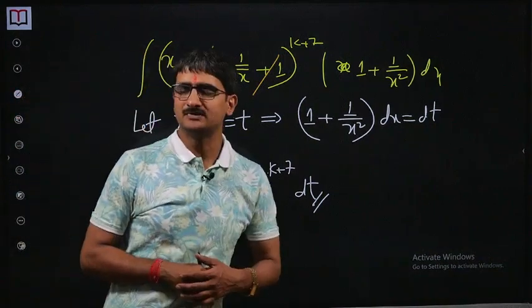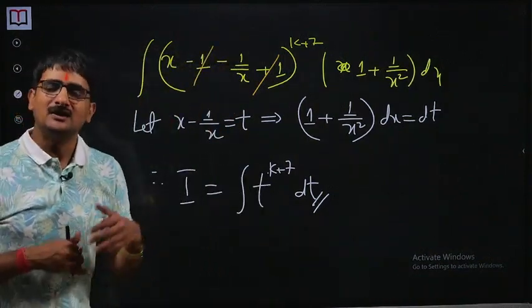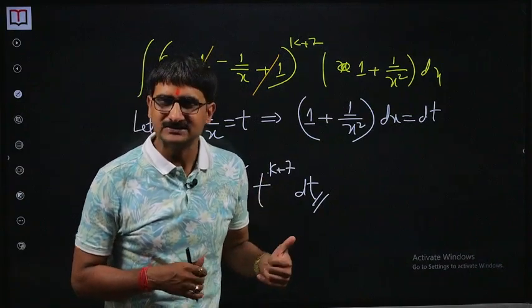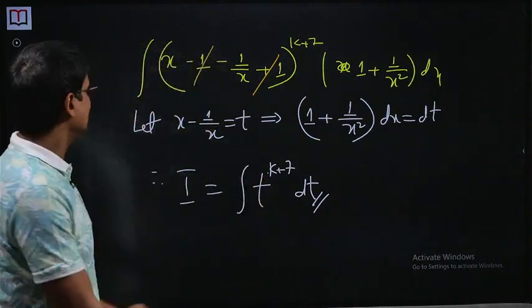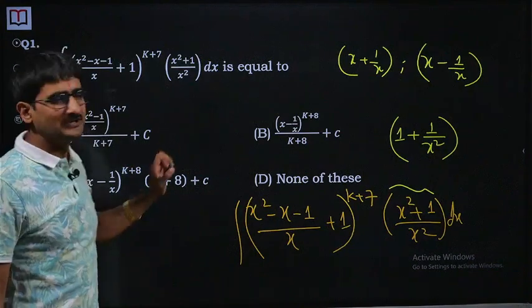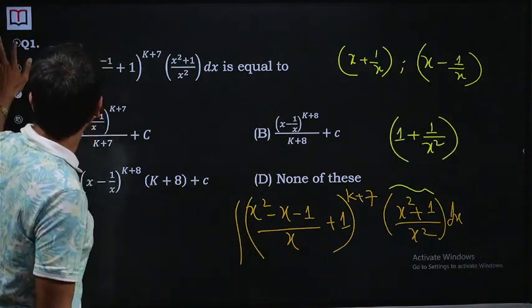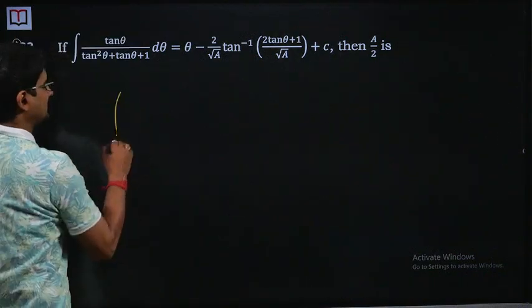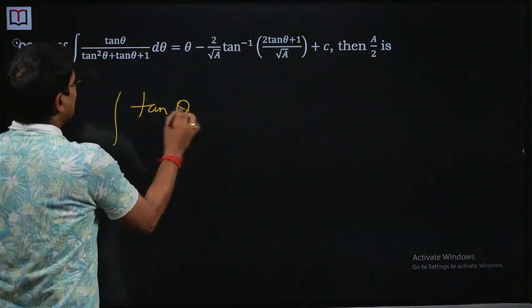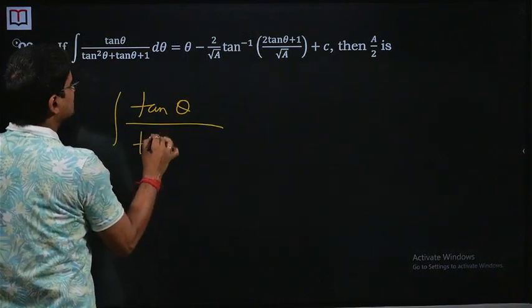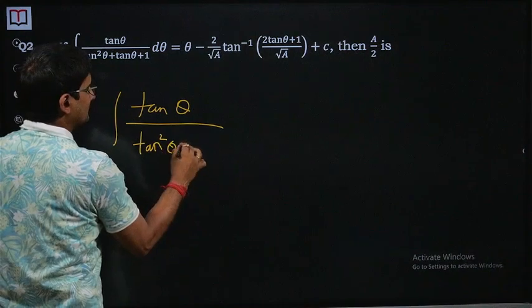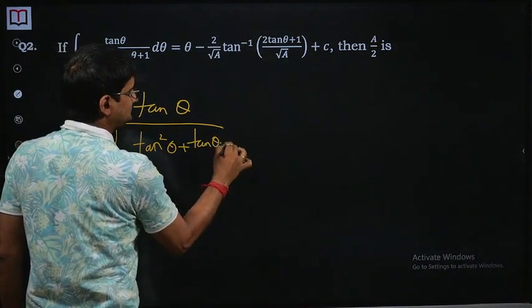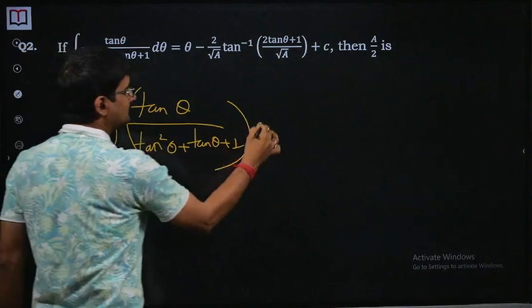The only reason why I picked up this question for advanced level discussion is its format, the outlook of this question. That was the only reason. So now moving to the second question here. The second question is the integral of tan theta over tan square theta plus tan theta plus 1 d theta.